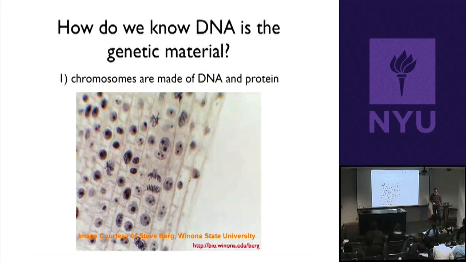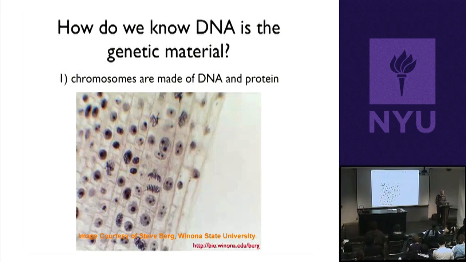Those were the 2 major guesses at the beginning of last century for what was the genetic material. It was either DNA or protein, and actually, as you'll see later in the lecture, most people bet on protein. Most people were wrong about what the genetic material was.